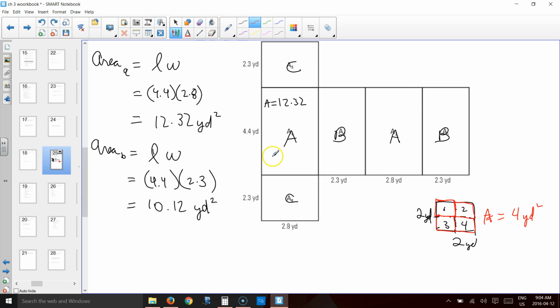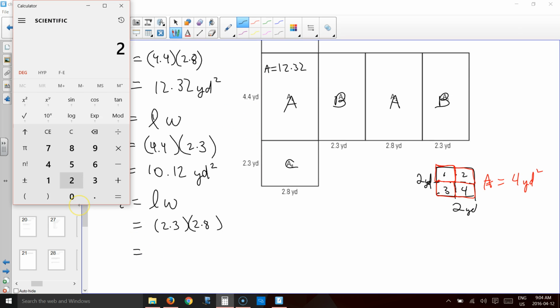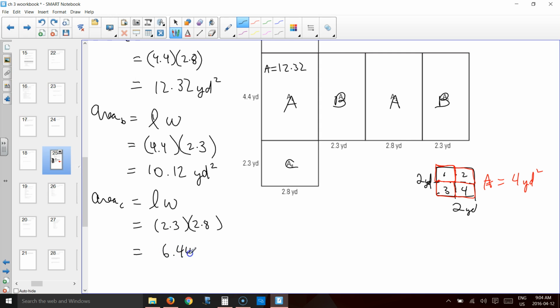Let's find the last one here. The last one is side C. So the area of side C is length times width, and in this case, the length is 2.3, and the width is 2.8. Doesn't really matter. I could have said that the length is 2.8 and the width is 2.3. The math is still going to work out the same. And in this case, 2.3 times 2.8 is 6.44, and those are going to be square yards. Okay, 6.44 of those little squares fit in there.